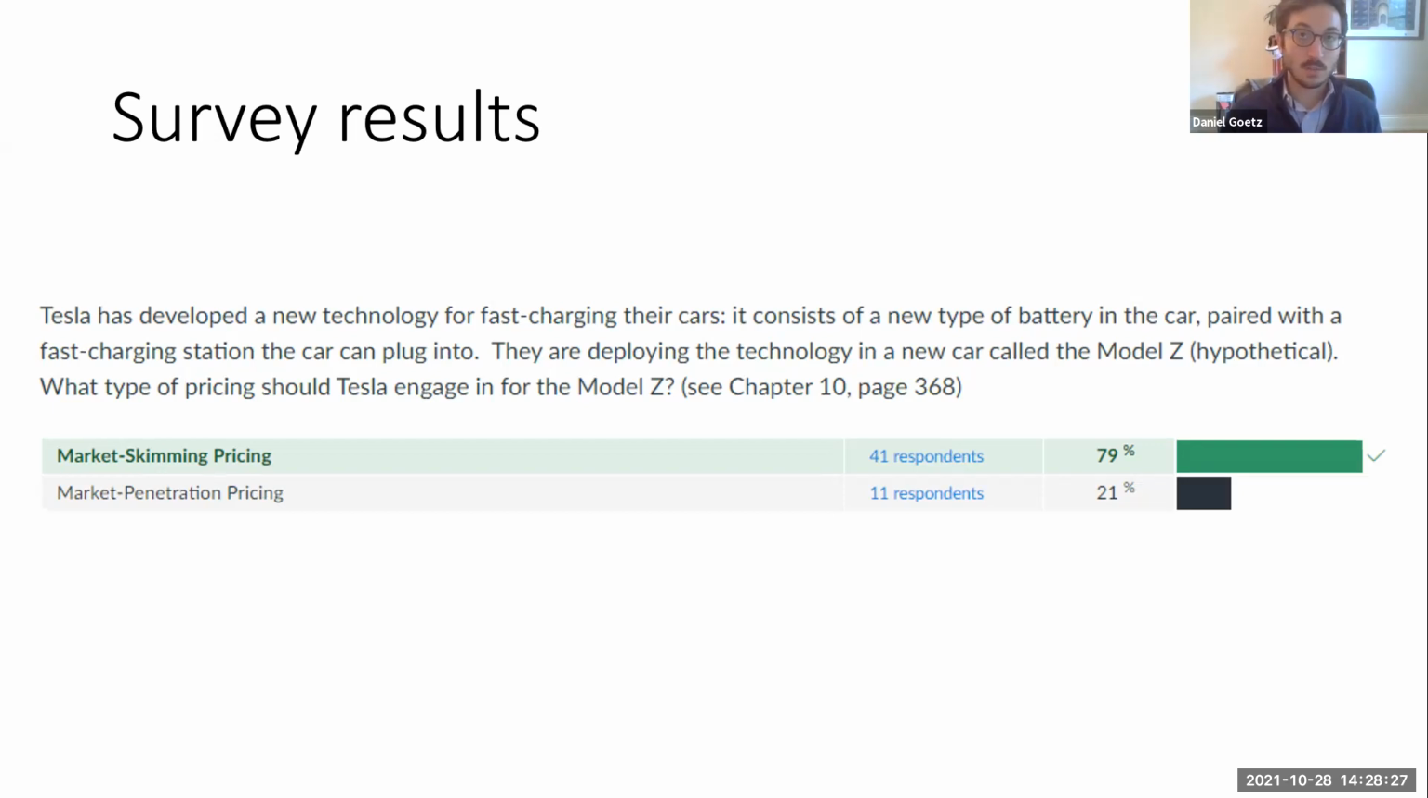So Tesla's price of stock is extremely high, right? That suggests that people think they're going to be much more profitable in the future, which could come about from them raising their prices, right? So let me ask someone who chose market penetration pricing.